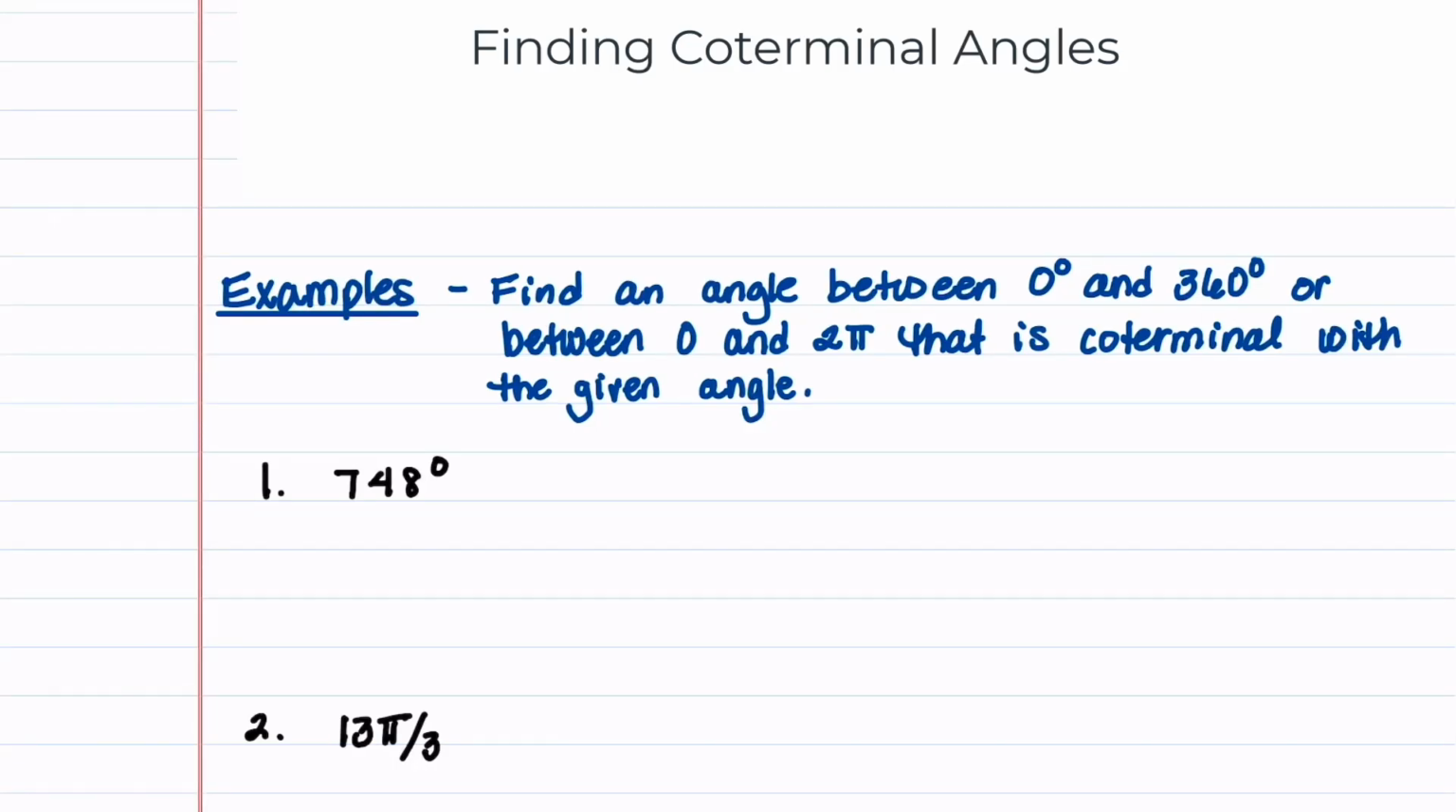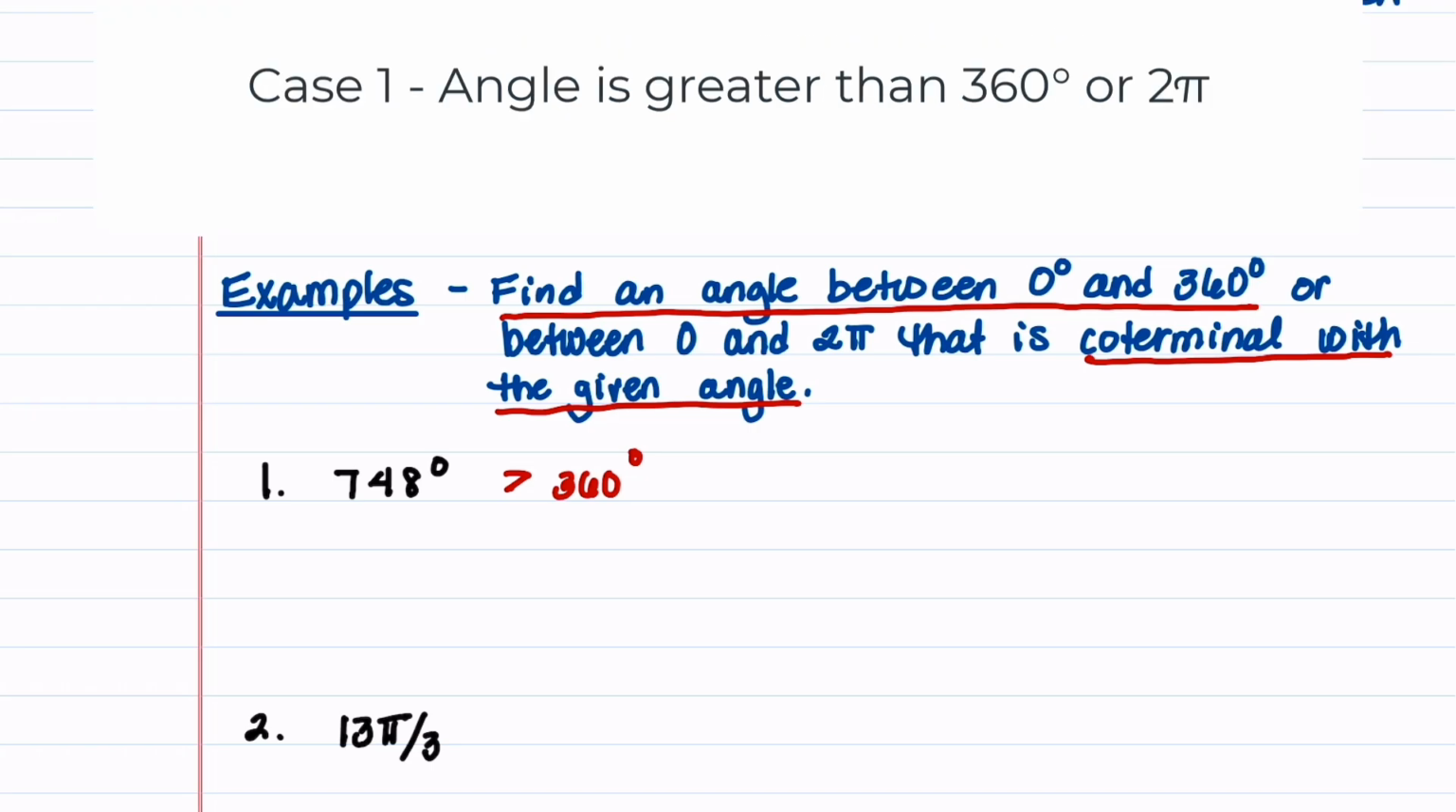In these examples, we're going to find an angle between 0 and 360 degrees, or between 0 and 2 pi, that is coterminal with the given angle. Our first example, we have an angle of 748 degrees. That angle is greater than 360 degrees, so it falls under case 1.